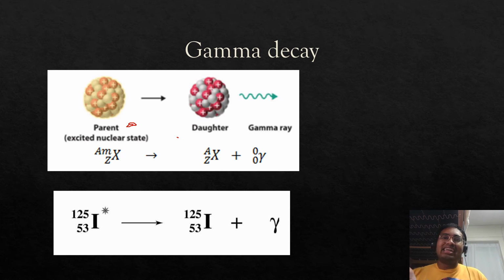And so this excited state is often denoted by this A, M. You're going to see this M, or you could see this star. In some cases, they might not include the star or the M. They'll just have both of these the same. But this is the correct way to write a gamma decay equation. Either have the M or the star. And you're going to release a gamma ray, which is a 0, 0 photon, a gamma.